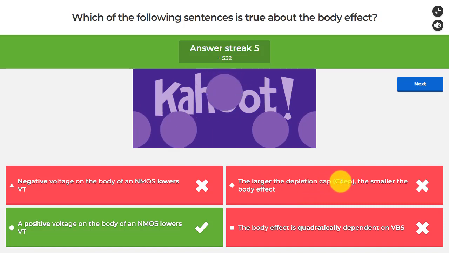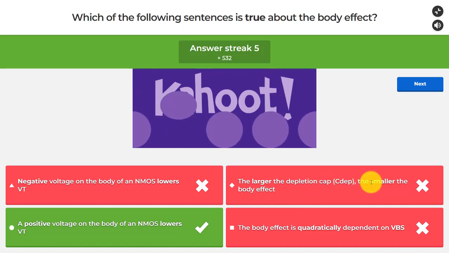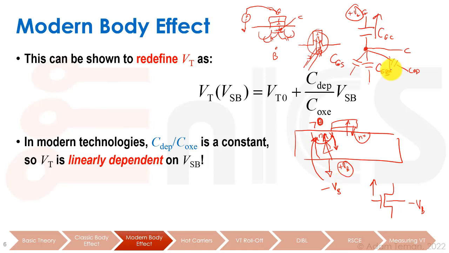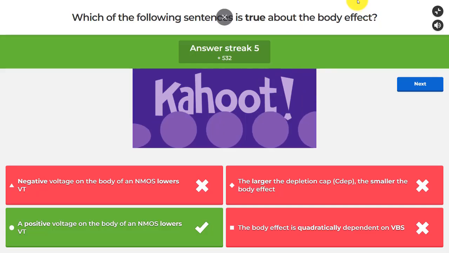So the larger the depletion cap, C dep, the smaller the body effect. And exactly what we said over here is we want this to be smaller, or the larger it becomes, the more control these guys, which could all be called C depletion or something like that, have over the channel. So again, the larger the depletion cap, the smaller the body effect.